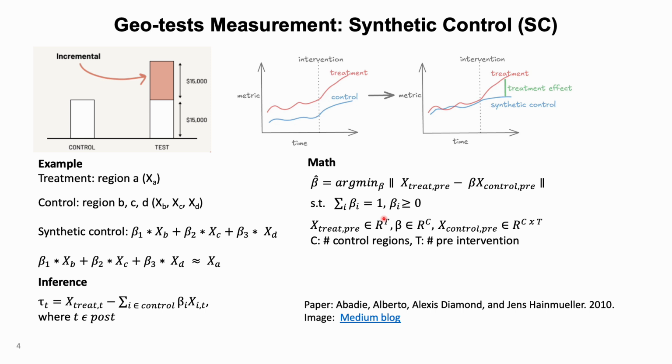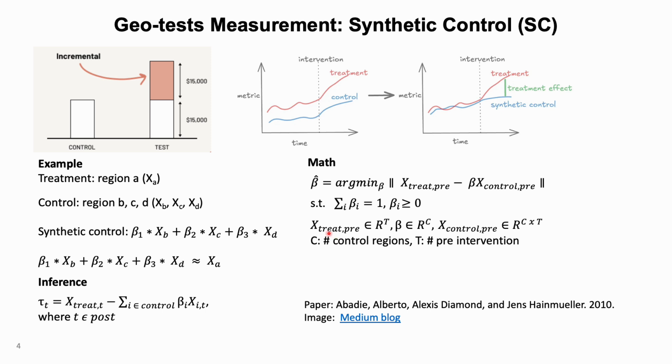This constraint actually mimics the real situation, where the contribution of one region in synthetic control should be greater than or equal to 0. And this also improves the interpretability, because the coefficients here represent proportions, making the synthetic control easier to interpret. For instance, the synthetic control of New York can be represented as 30% from San Francisco and 70% from Boston.